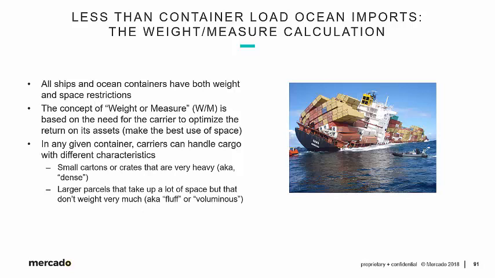We'll wrap up this slide by saying that in any given container, carriers can handle cargo with different characteristics. For example, small cartons or crates that are very heavy, also known as dense cargo. Or, in the same container, they could have larger parcels, cartons, that take up a lot of space but don't weigh very much, aka fluff cargo or voluminous cargo.